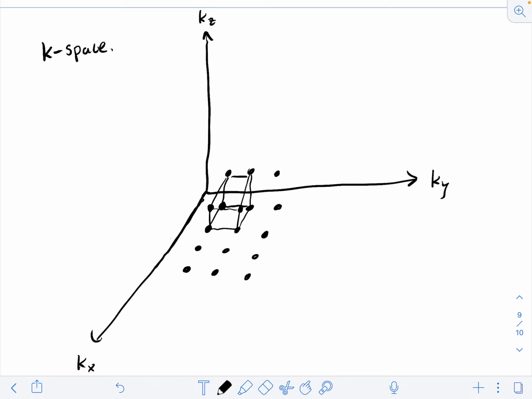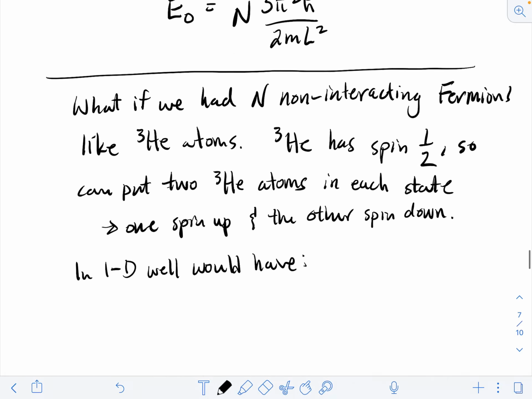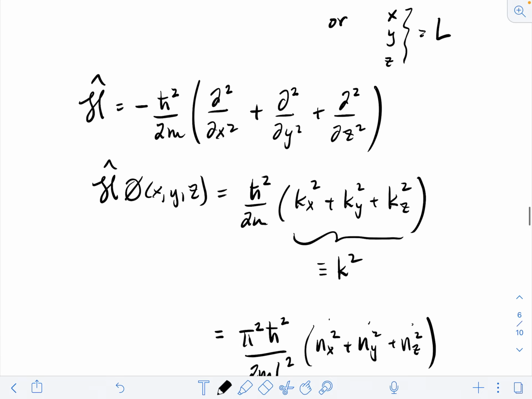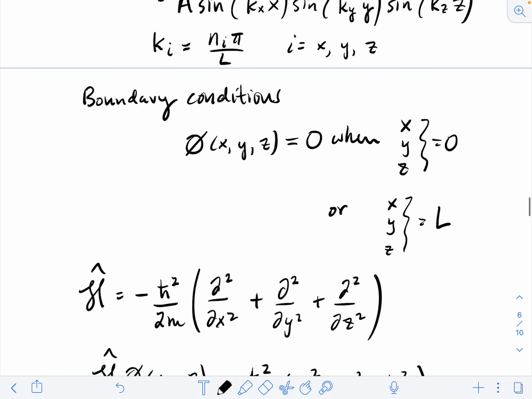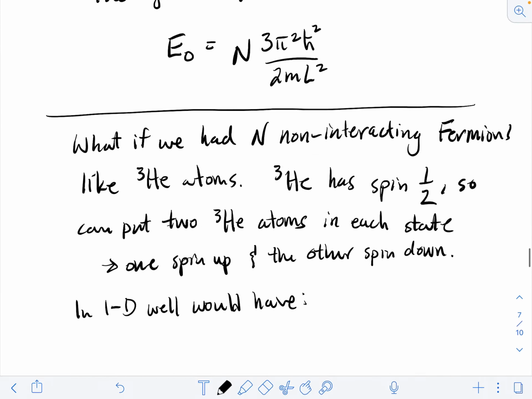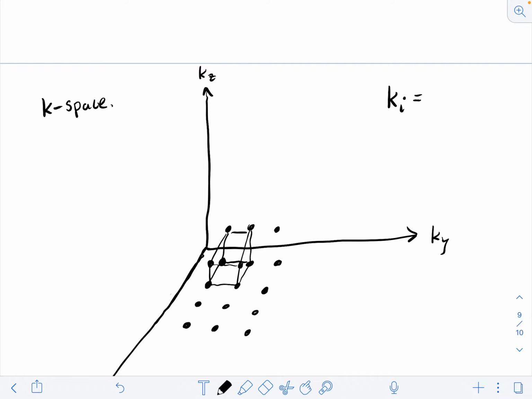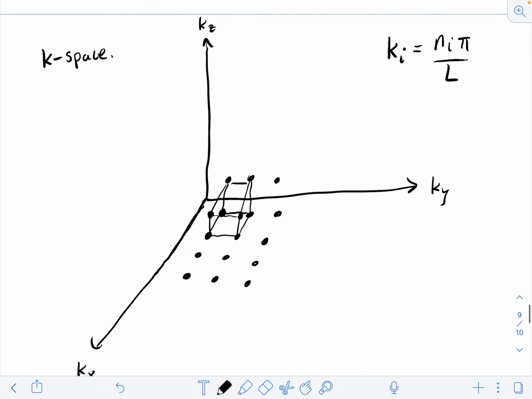And so what we can say is, if we take one step in K, let's remember the definition of K. Ki was, let's find it. I think it's way back here. Yeah, Ki was Ni pi over L.